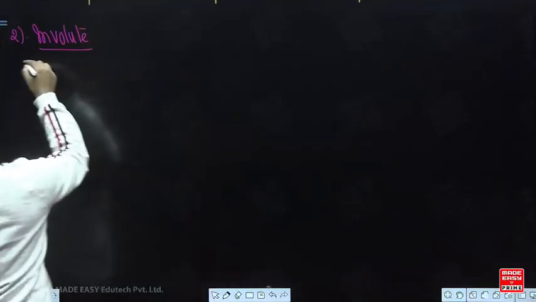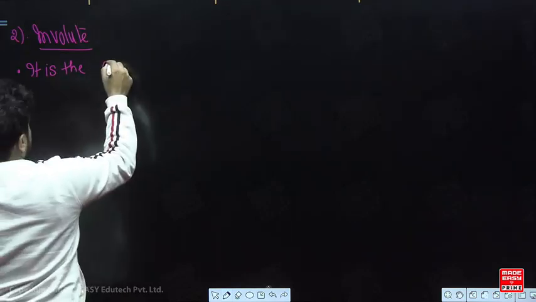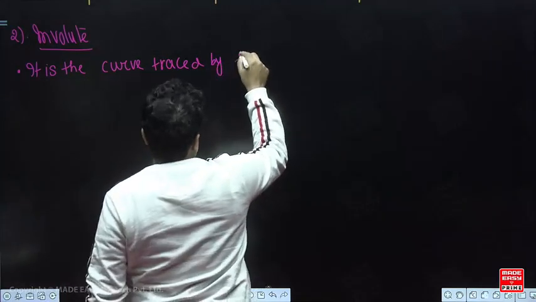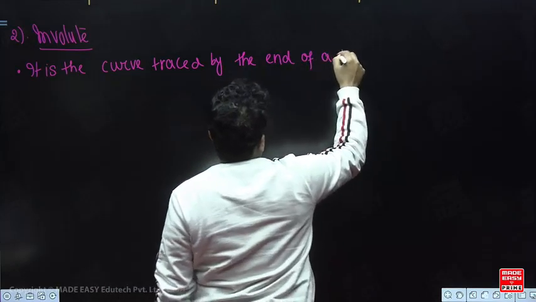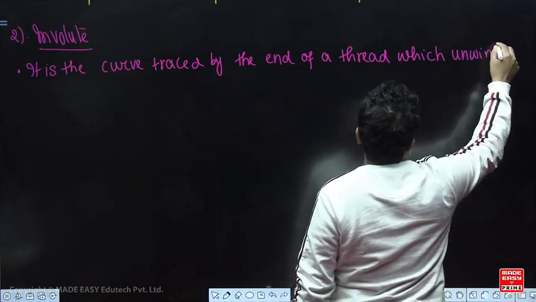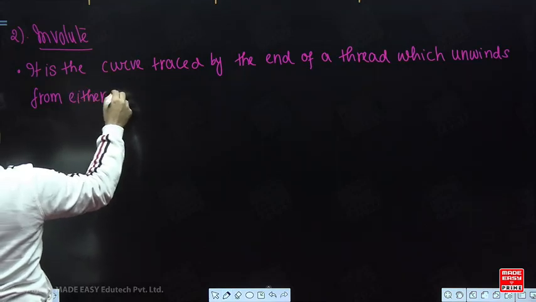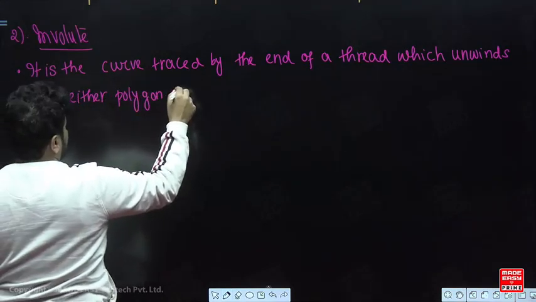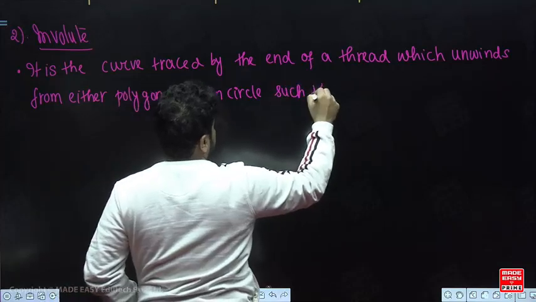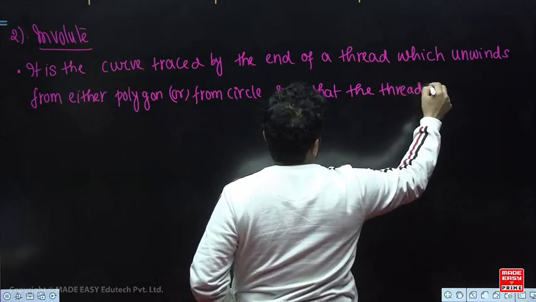So let us see what an involute is. It is the curve traced by the end of a thread which unwinds from either a polygon or from a circle, such that the thread is kept tight.